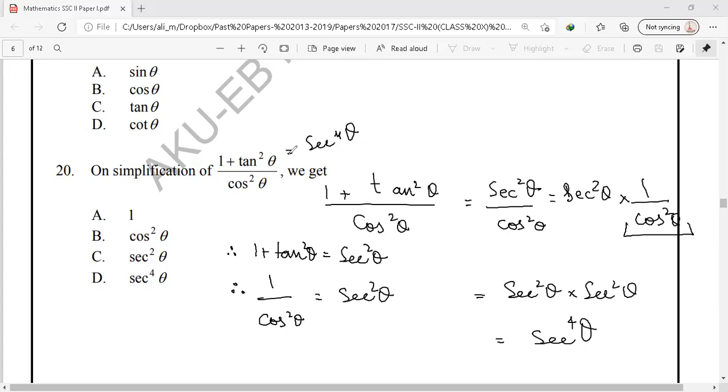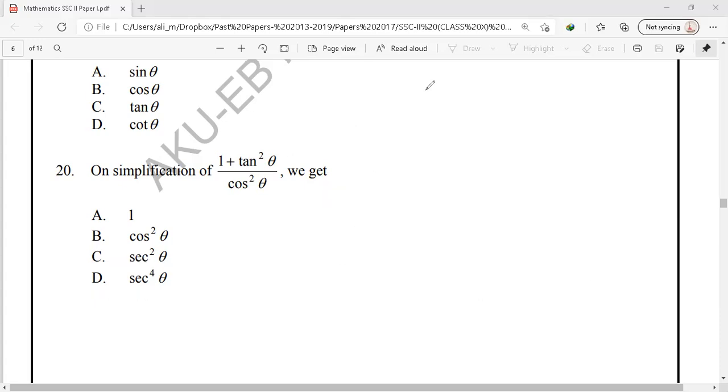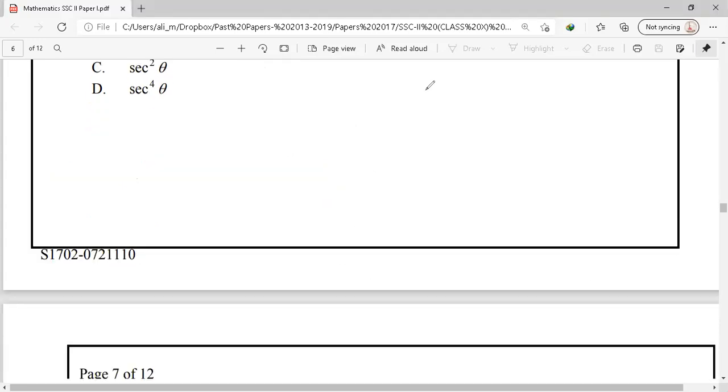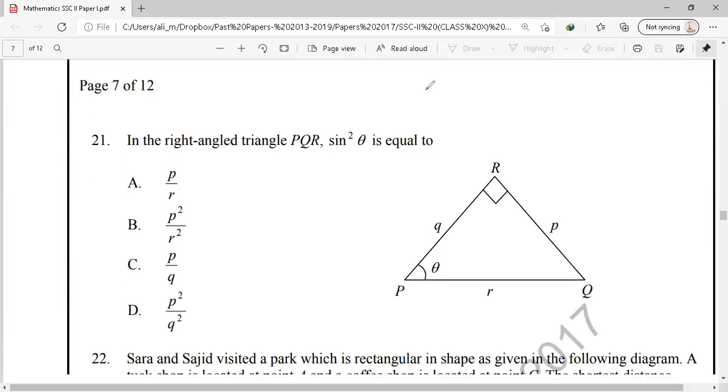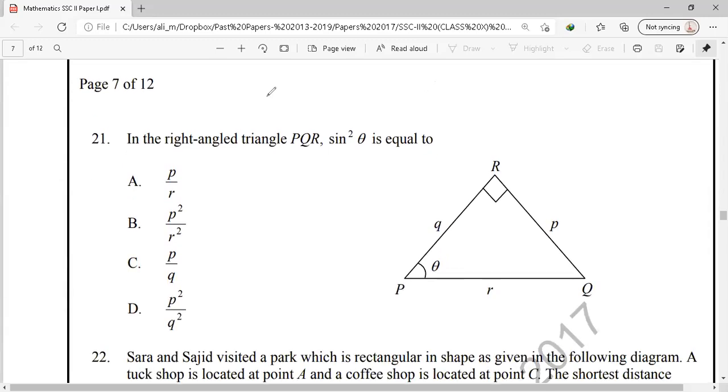So for question number 20, the correct option is option D. Let's see our next question, question number 21. In this question, a triangle is given, a right angle triangle at R, and we have to find the value of sine square theta.